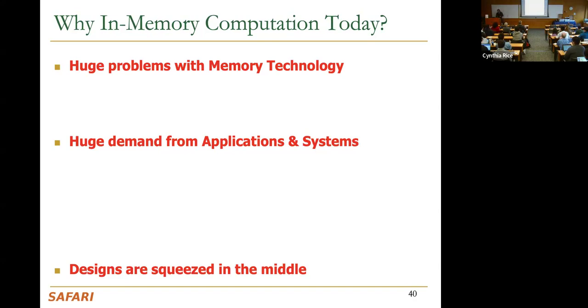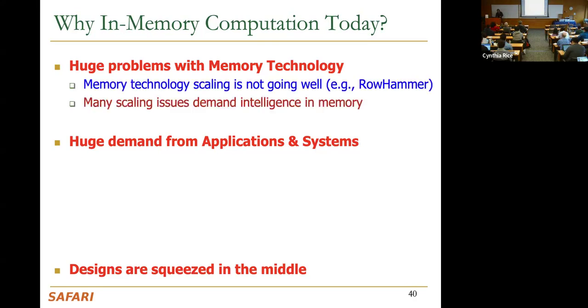Basically, we're having a lot of difficulties with the data storage devices that we're building, especially DRAM, but also in storage, and that's going to become worse. For example, memory technology scaling is not going well. I'm going to very briefly talk about RowHammer. We're having a lot of reliability issues, which manifest themselves as security and safety issues, robustness issues as well. And many of these scaling issues demand intelligence inside the memory, meaning you need to put some sort of computation inside the memory to fix some of these problems.